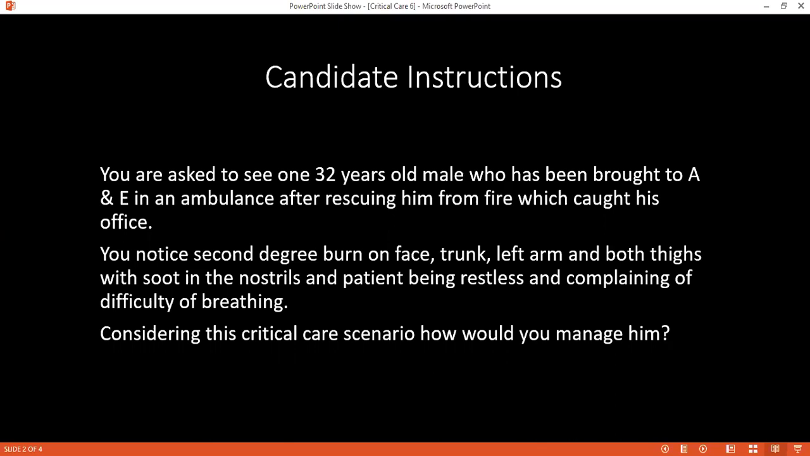Can you tell me who would you involve in the management of this patient and where would you manage this patient? I will take care of this patient in a specialized burn center, where all the facilities are present to take care of burn patients, and with an ICU facility. Can you tell me the criteria to admit the patient in the burn unit?